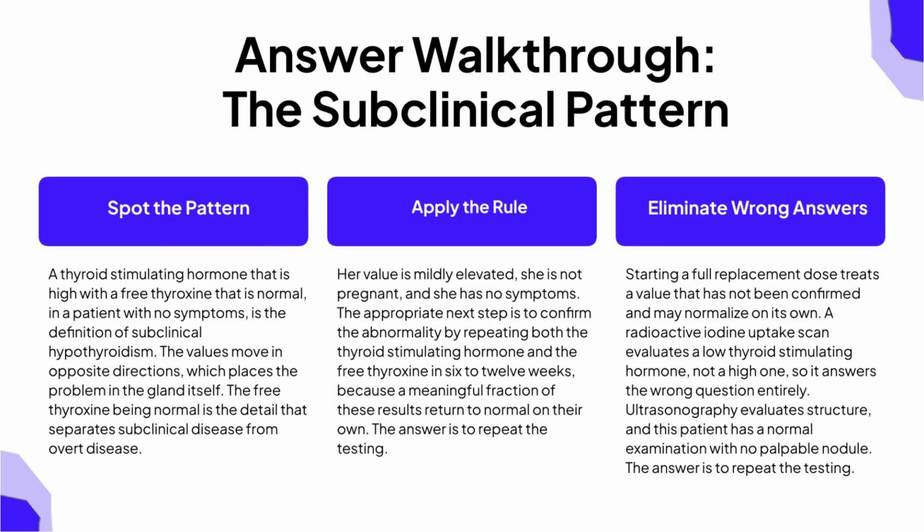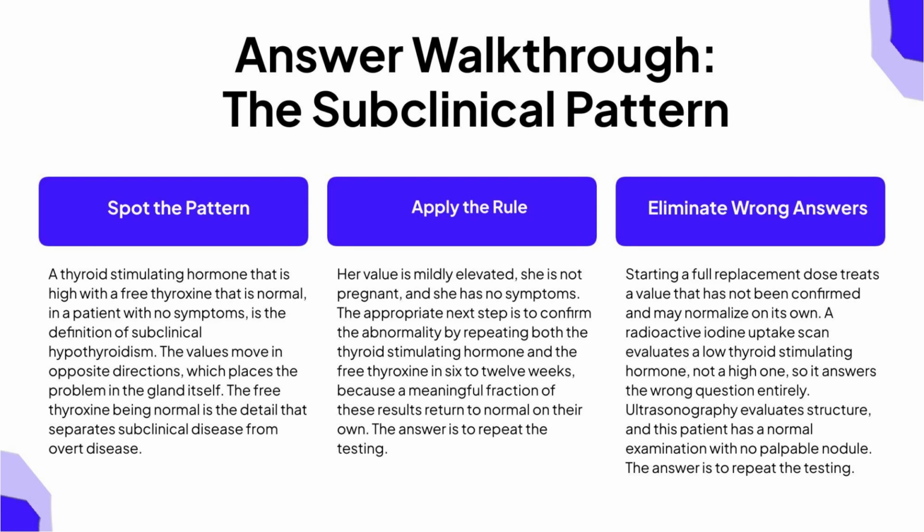Let's break this down. First, spot the pattern. Her thyroid-stimulating hormone is high, her free thyroxine is normal, and she has no symptoms. That's subclinical hypothyroidism. The values move in opposite directions, so the problem is in the gland, and the normal free thyroxine separates subclinical from overt disease. Second, apply the rule. Her elevation is mild, she's not pregnant, and she feels well. The next step is to confirm by repeating both values in 6 to 12 weeks, because many of these return to normal on their own. Third, eliminate the wrong answers.